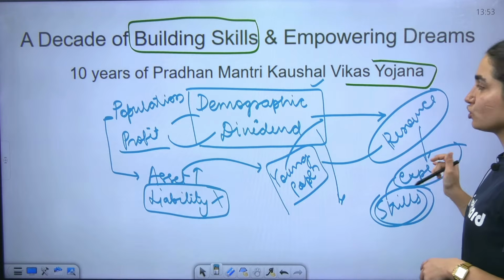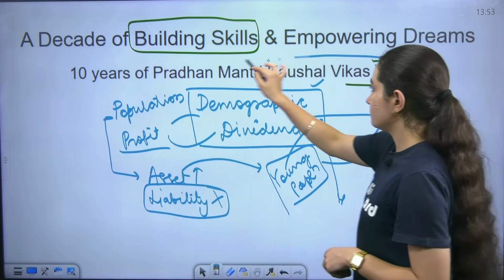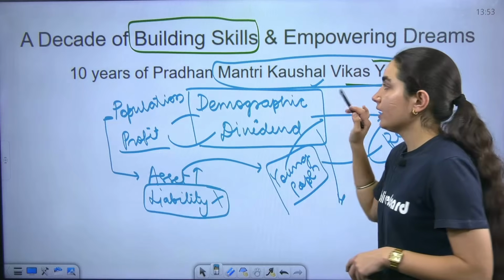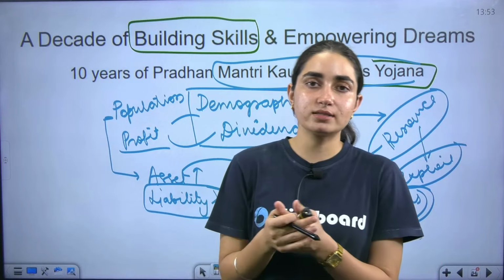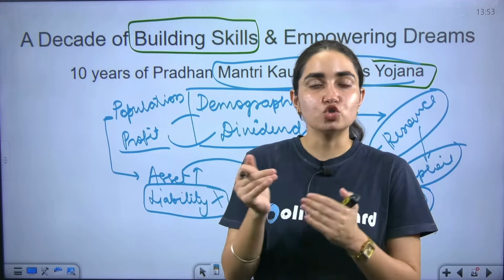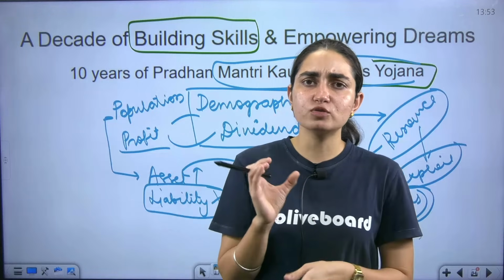So here there is a completion of Pradhan Mantri Kaushal Vikas Yojana. 10 years have been completed, and if I specifically talk about this initiative, so ये क्या करता है, short term skills provide करता है individuals को, and it makes them job ready. This is the main aim of this particular initiative.